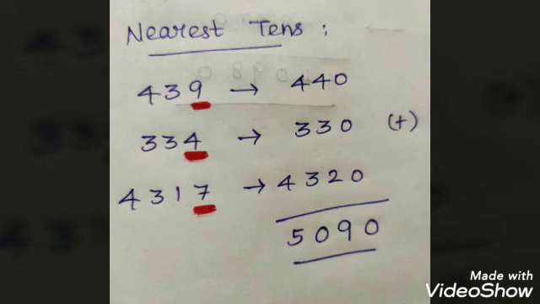Next, nearest tens. So 439, I already told you. Tens means we should see the ones place. Hundreds means we should see the tens place. Thousands means we should see the hundreds place.